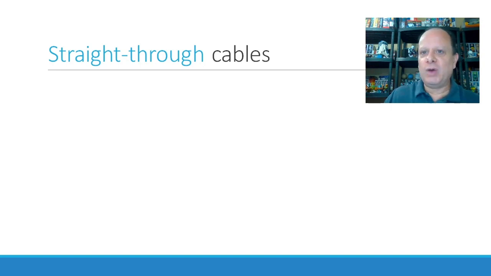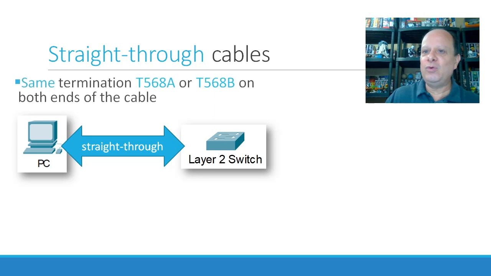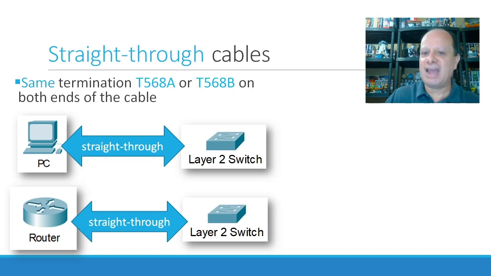To allow a PC or server NIC to communicate with a switch, the UTP cable must use a straight-through cable pinout. This also applies for routers. If you need to connect a router to a layer 2 switch, you must use a straight-through cable pinout. An Ethernet straight-through cable uses the same termination, T568A or T568B, on both ends of the cable.